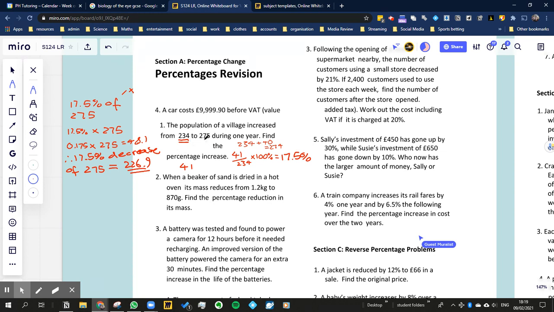So it takes a bit of practice, but the original question was asking, what is the percentage increase, and you're doing the percentage of 234, not of 275.